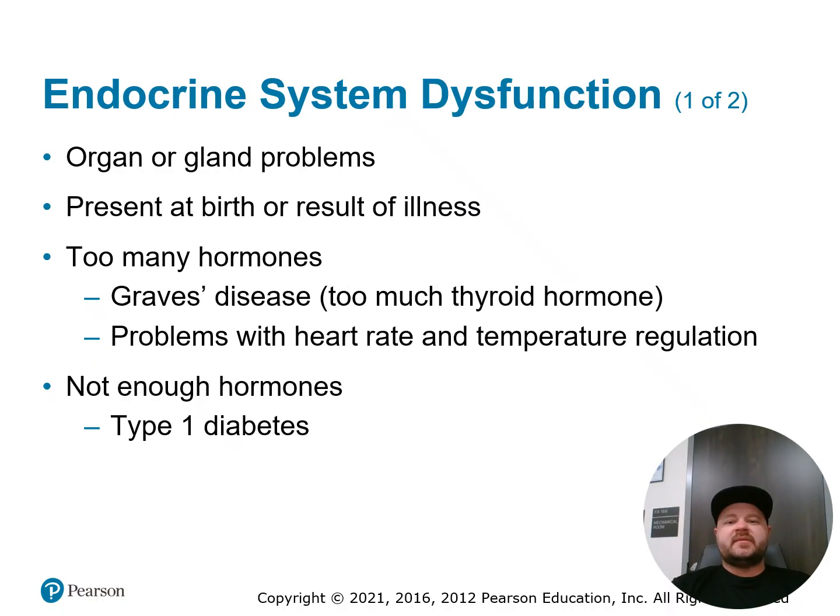So endocrine system dysfunction. It can be an organ or a gland problem. It could be something that's occurred as a result of illness, or it could have been something present at birth. There are things where there are too many hormones, something like Graves' disease, where we have too much thyroid hormone that causes problems with our heart rate and temperature regulation. Or something where there's not enough hormones, like type 1 diabetes, where our pancreas is not secreting insulin. So our body cannot regulate blood glucose levels, and we have to supply it with insulin.